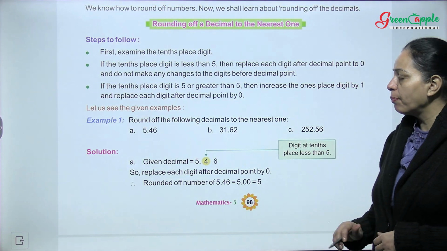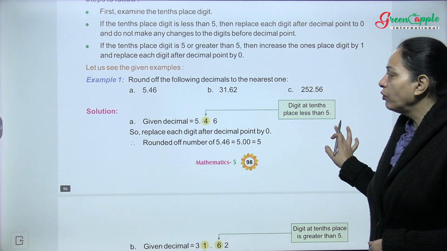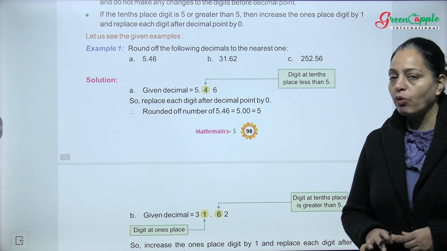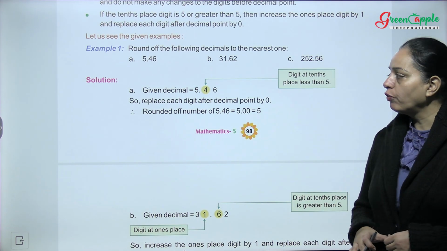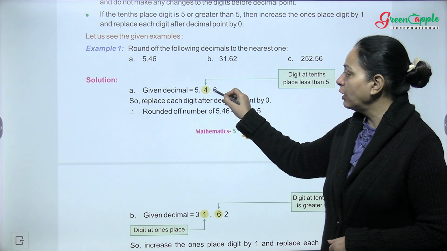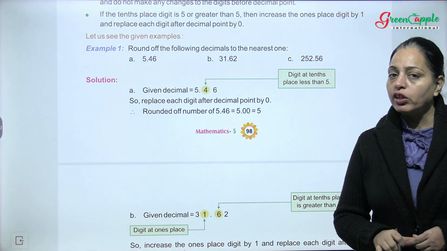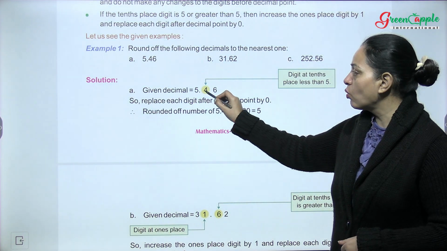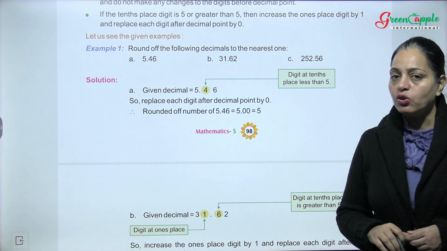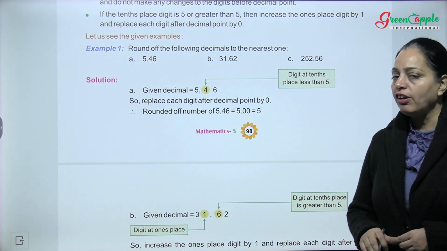So see some examples. Example 1. Round off the following decimals to the nearest one. A part, 5.46. So 4 at 10th place, it is less than 5. So there is no change in the 1's digit. So the answer is 5.00, or we can write only 5.